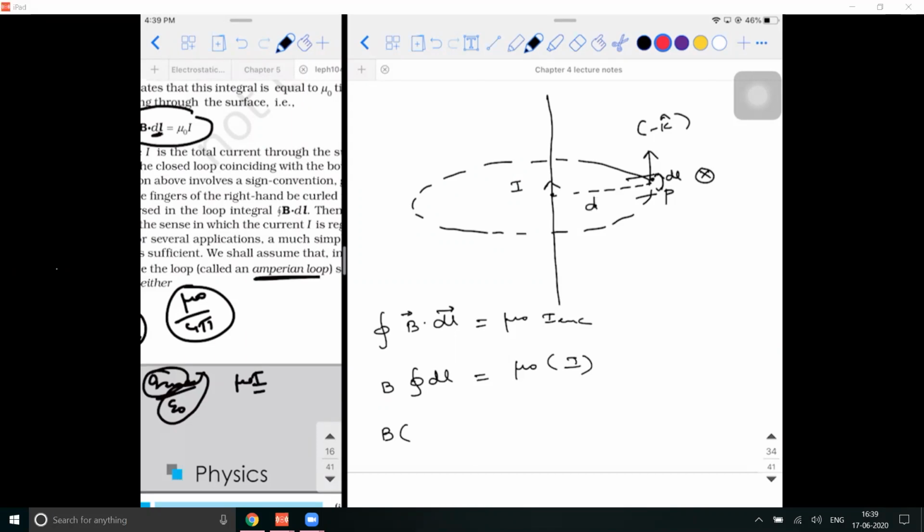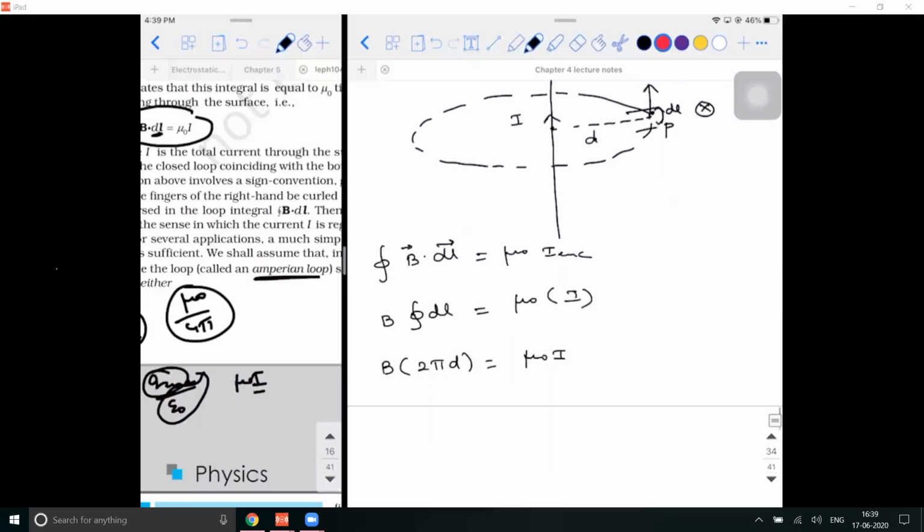If I add all the dl's on the circular Amperian loop, 2 pi d. 2 pi d is equal to mu naught into I. So B will be equal to, this is the expression you have studied, right? So B will be equal to mu naught I divided by 2 pi d. Okay.